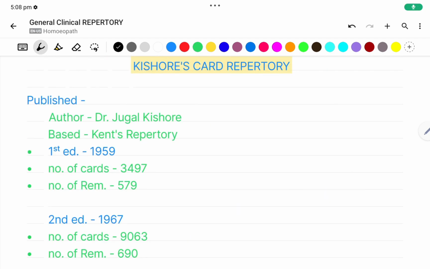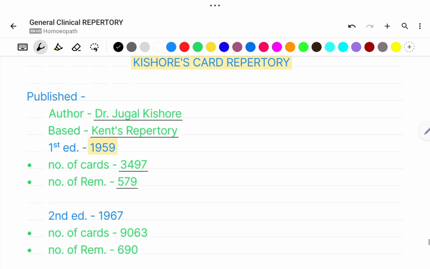The first one is Kishore's card repertory. It was published by Dr. Jugal Kishore. It was based on Kent's repertory. The first edition came in the year 1959. The total number of cards in this repertory was 3497 and the total number of remedies was 579.